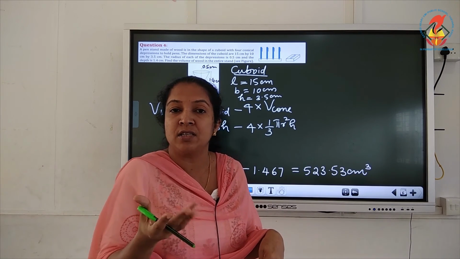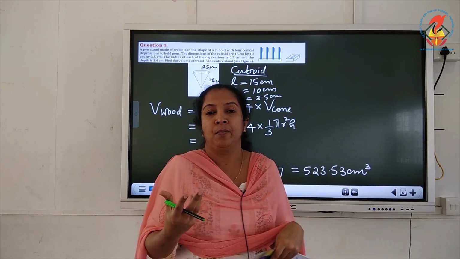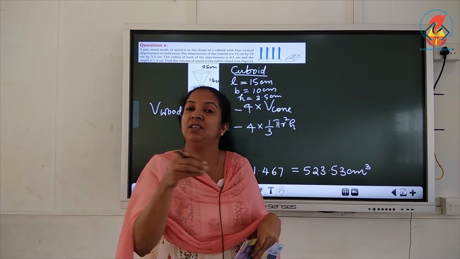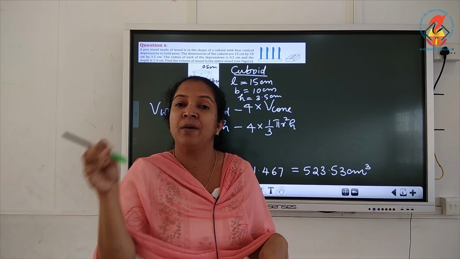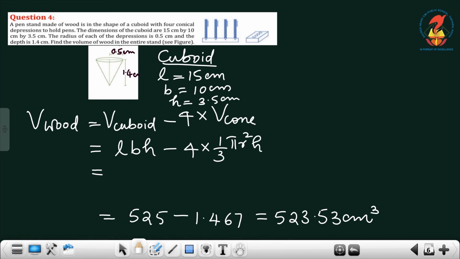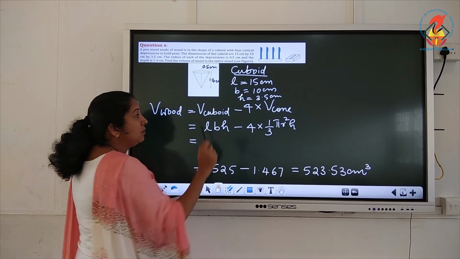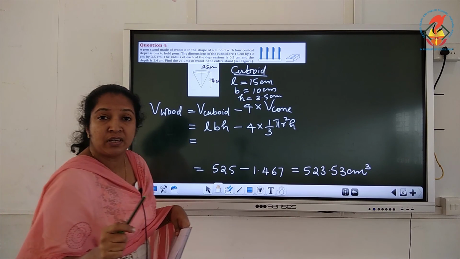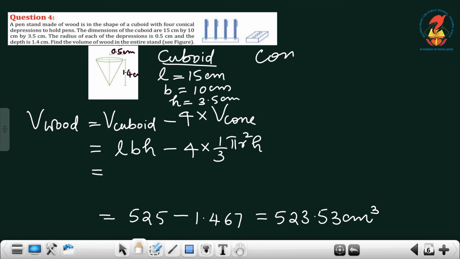So how can you find the total amount of the wood? We have to eliminate the volume of 4 cones from the cuboid. That is, volume of the wood is equal to volume of the cuboid minus 4 into volume of the cone. So what is given is cuboid length is 15 centimeter, breadth is 10 centimeter and height is 3.5 centimeter, and the cone, what is given? Height is 1.4 centimeter and radius is 0.5 centimeter.